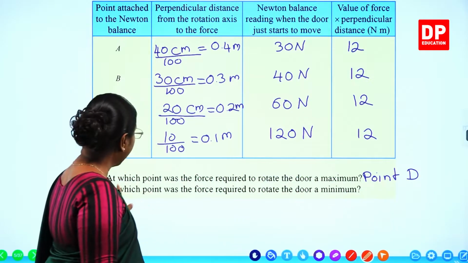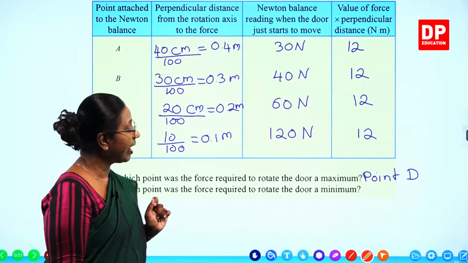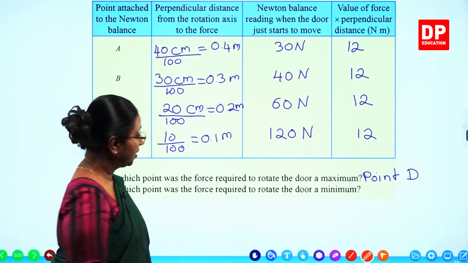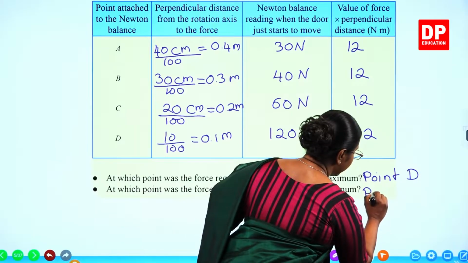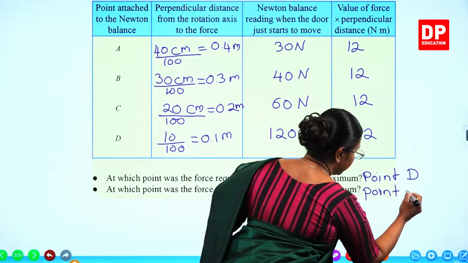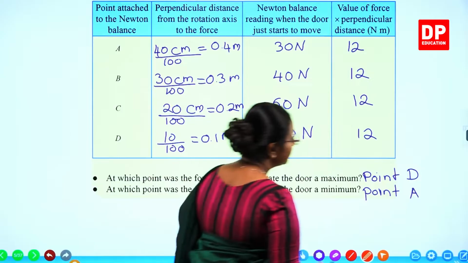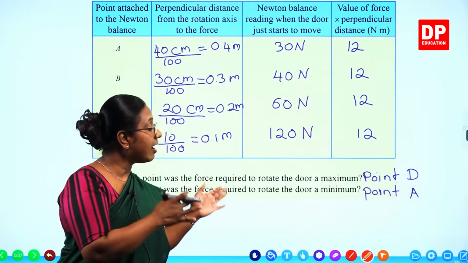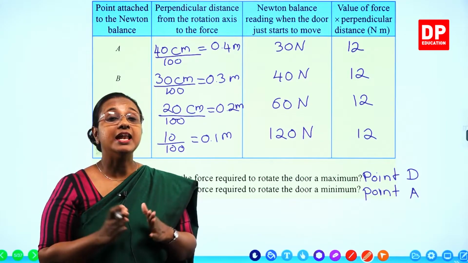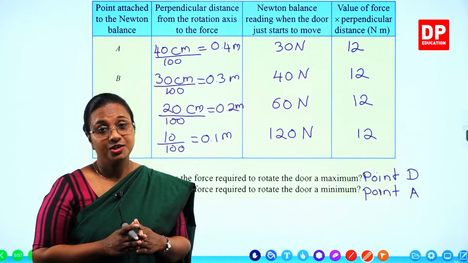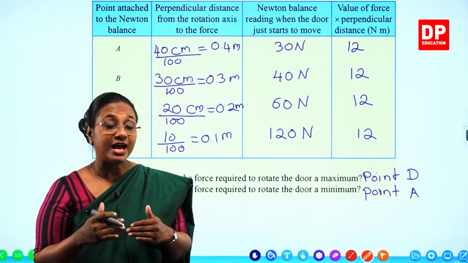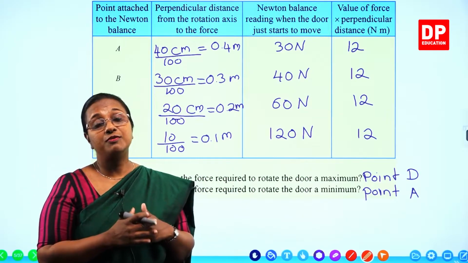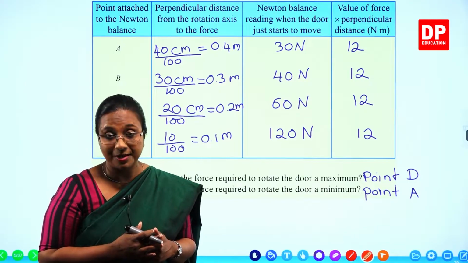And the next one. At which point was the force required to rotate the door a minimum? That is point A. Closest to the hinges is point D. There the force is high. When it is far away from the hinges, then the force is less. So from that also you can understand how the distance affects the amount of force that needs to be applied.